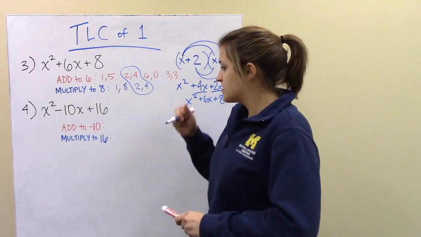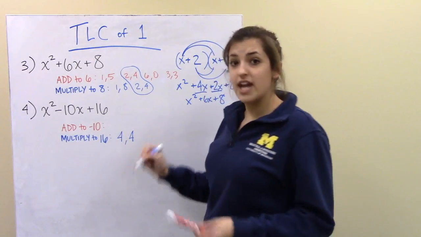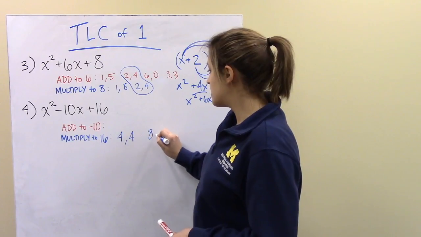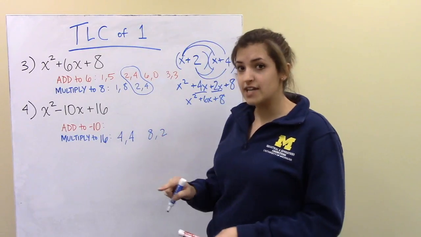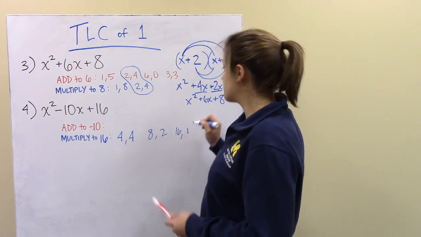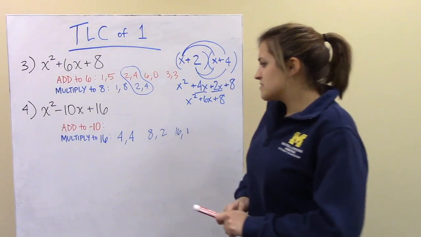Let's try that. So I could have 4 and 4, or negative 4 and negative 4. I could have 8 and 2, or negative 8 and negative 2. I could have 16 and 1, or negative 16 and negative 1. But let's check and see if any of these work.